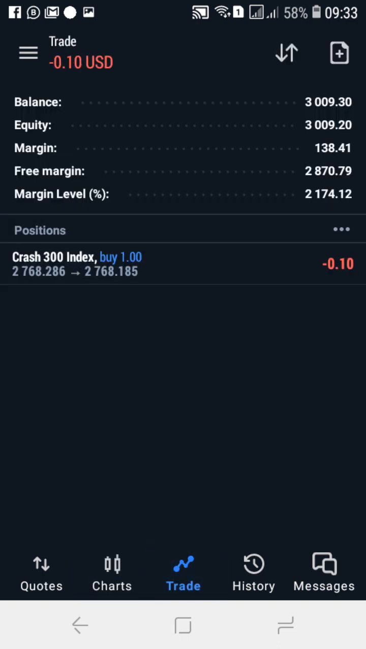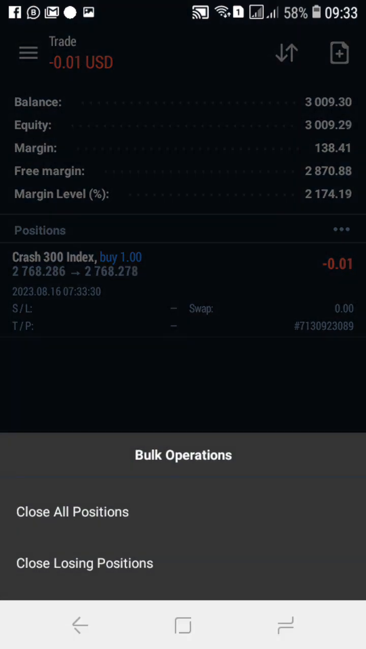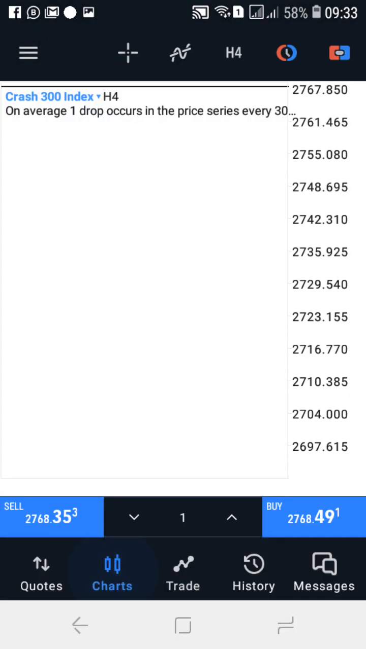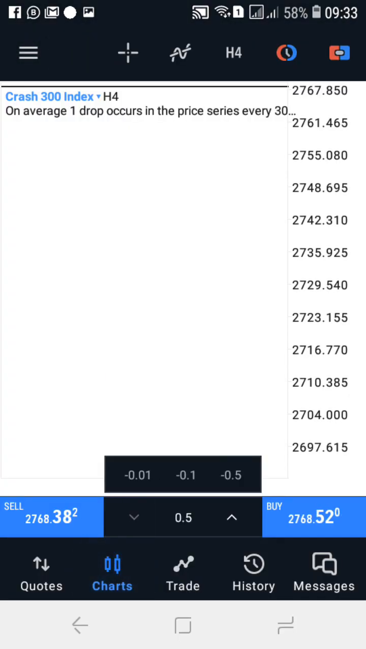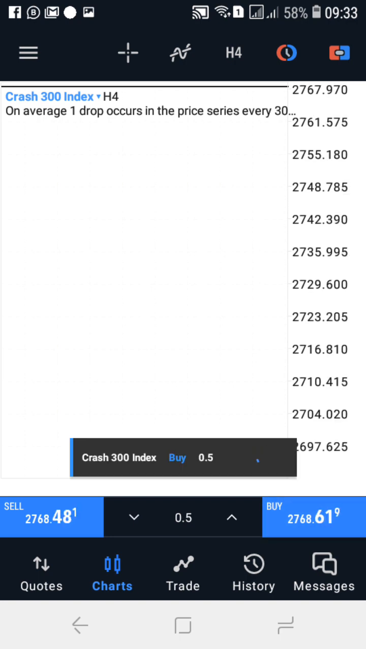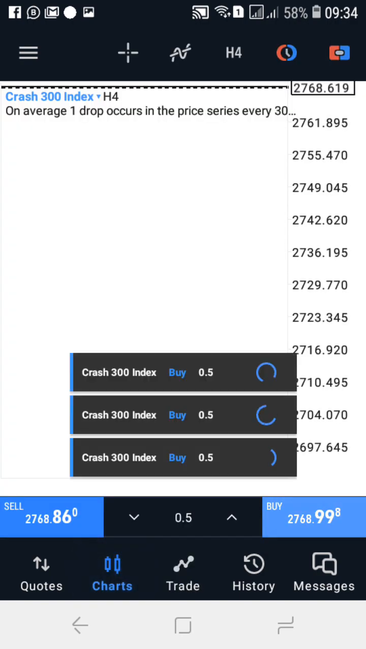Okay. So lot size. Minimum lot size, 0.5, one position. It already used margin of 69 USD. Already I have risked 69 USD of the whole account. And then now let me show you what happens when you enter on full margin.